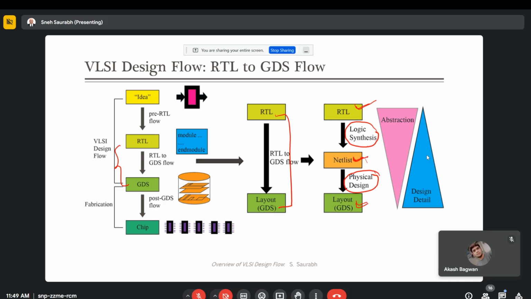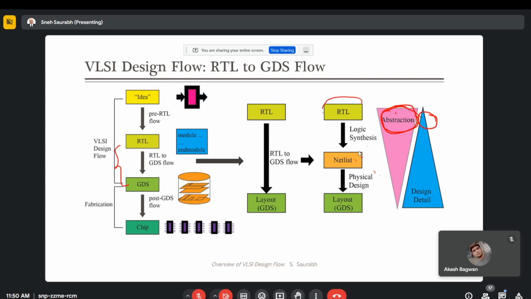So in RTL to GDS flow, we should understand there is an important concept of abstraction, right? What is abstraction? Abstraction means hiding away the detail. So whenever you have abstraction, it means that there is less detail in your design. When we do designing, in the initial stages of our design we have higher abstraction, meaning that we have less detail in our design. What we mean by detail is the information, right?